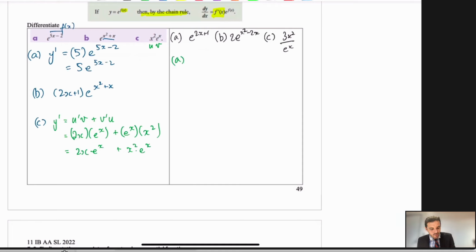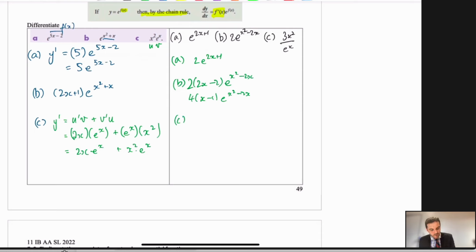First one, you should have 2 lots of e to the 2x plus 1. For b, you should have 2x take 2 times 2, so there's going to be a 2 at the front of that, e to the x squared take 2x. Okay, and you can maybe take it out and make that 4x take 1 e to the x squared minus 2x. You can sort of clean that up if you like, but they both look about the same.